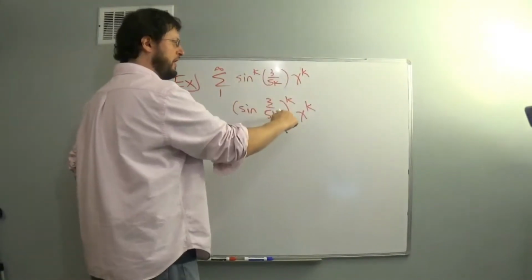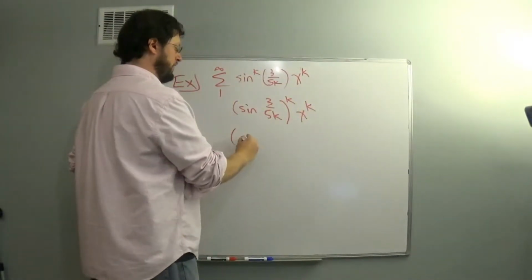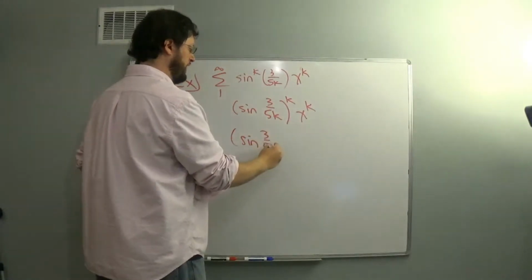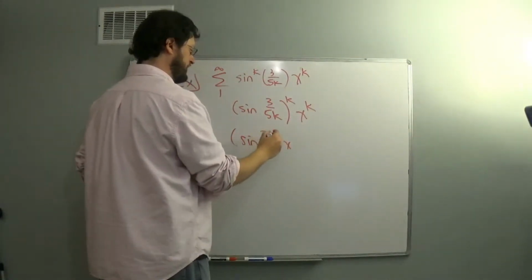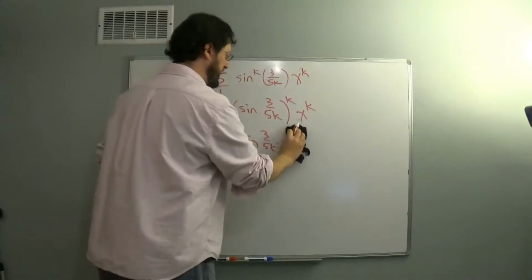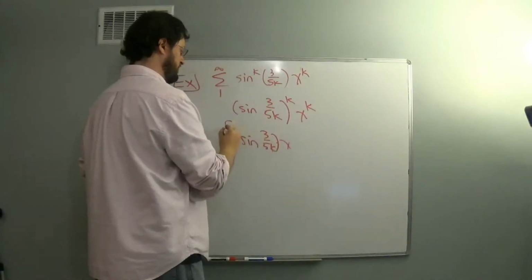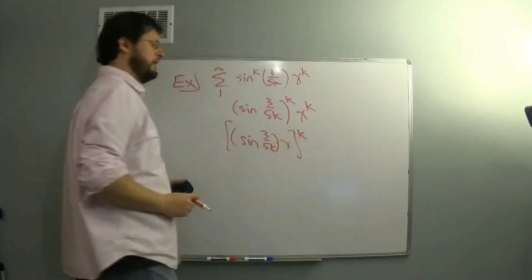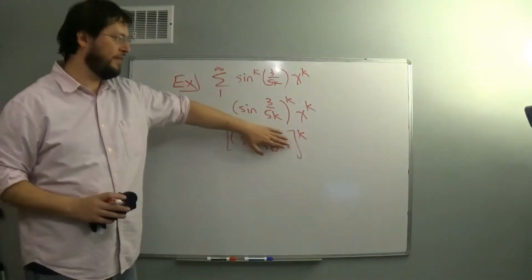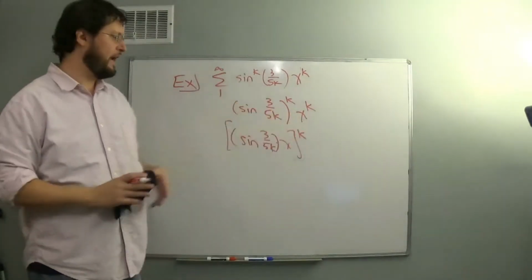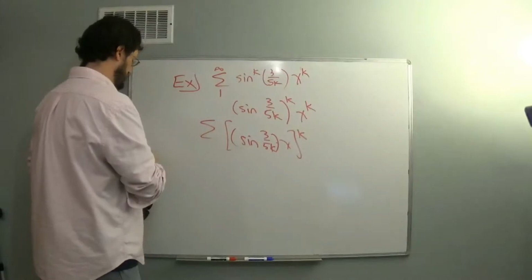Same thing happens here. Since I have this to the k and this to the k, I really could write that as sine of 3 over 5k times x all raised to the k. And if I write it like that, since I have everything raised to a single power k, that's when I would like to use the root test.